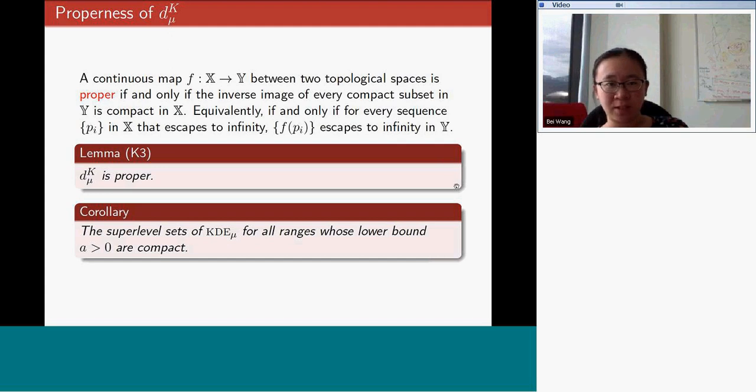And we show that kernel distance is proper, but what's most interesting is the corollary following this, which is to say the super level sets of the density estimate for all ranges bigger than zero are compact. The way you can imagine this is you take a point set, you look at the kernel density estimate, and you look at the super level set above a threshold that is above zero, then those super level sets should be compact. It's intuitive, but it takes a while to actually show it's true.